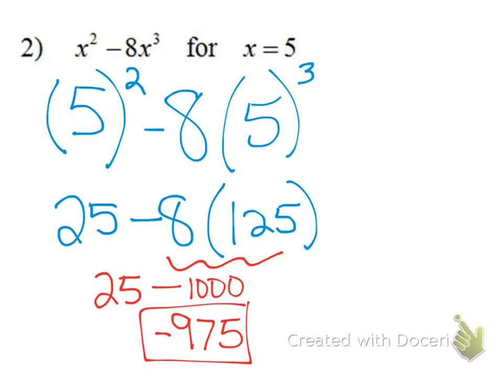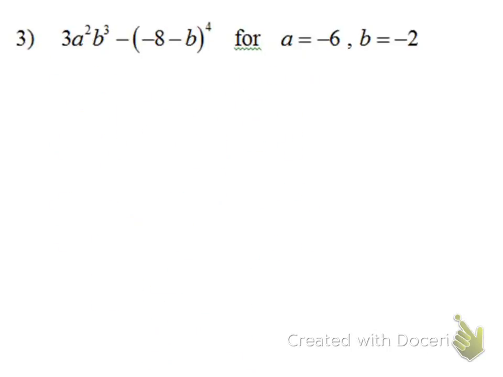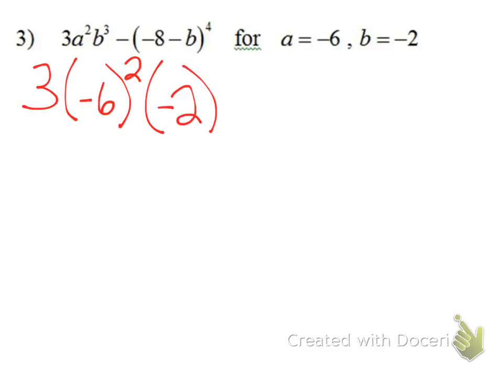All right. Anyone need more time with this one? Lot going on here. All right. Check this guy out. Woo! We have 3. And then take the a out, put a -6 in. Square it. Take the b out, put a -2 in to the third power.